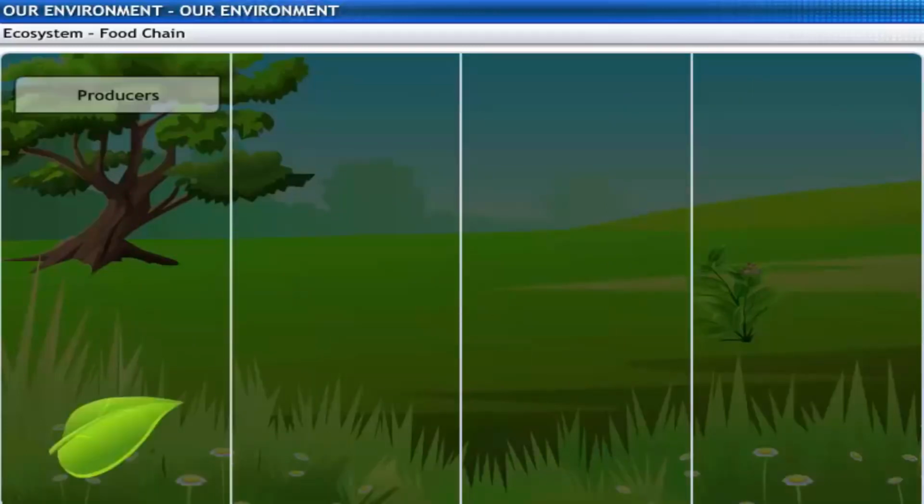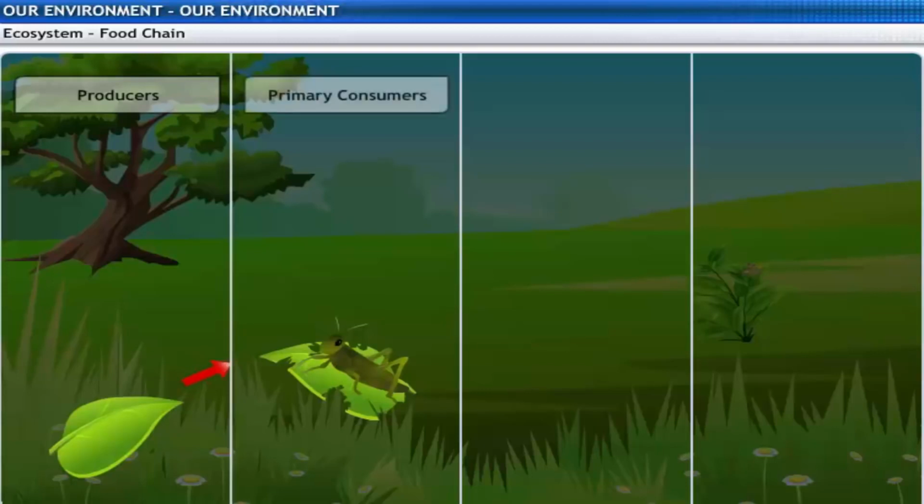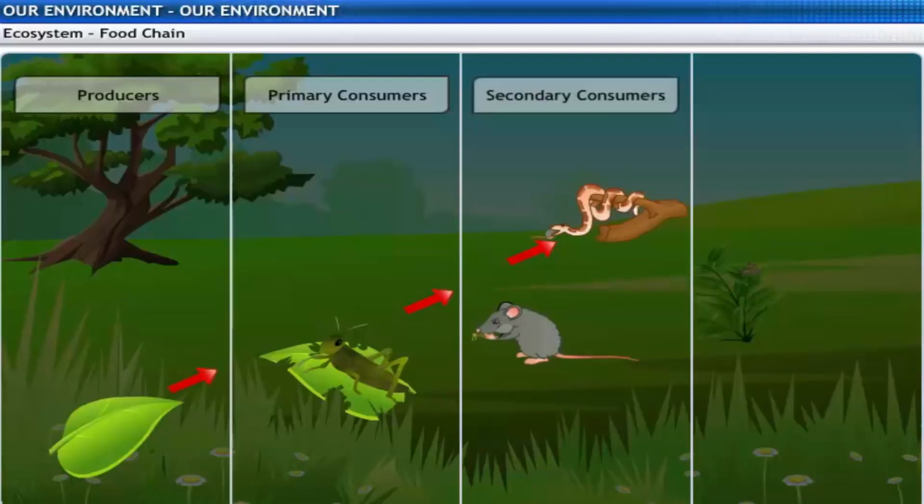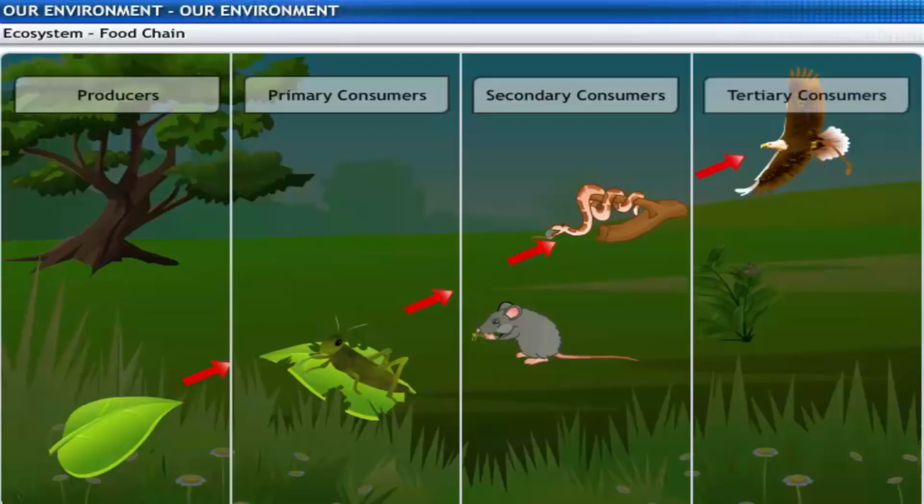The autotrophs or the producers, that is, the plants, are at the first trophic level. The herbivores or the primary consumers, like bees, insects, come at the second level. Small carnivores like rats, snakes, or secondary consumers come at the third level, and larger carnivores like an eagle or tertiary consumers form the fourth trophic level. Did you know that a huge amount of energy is lost at each stage in the food chain?